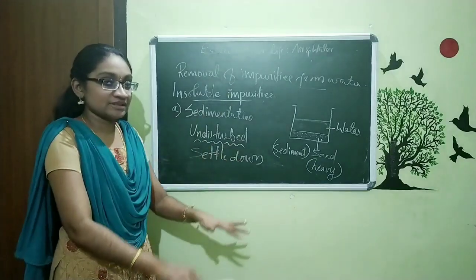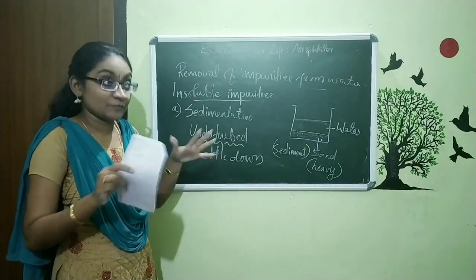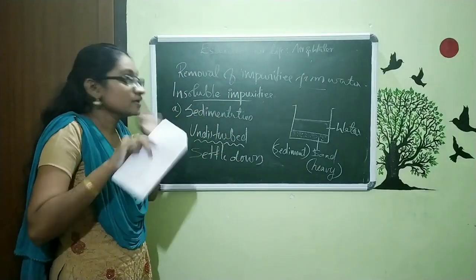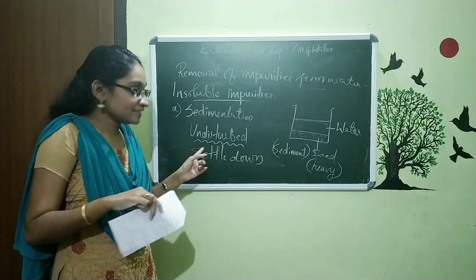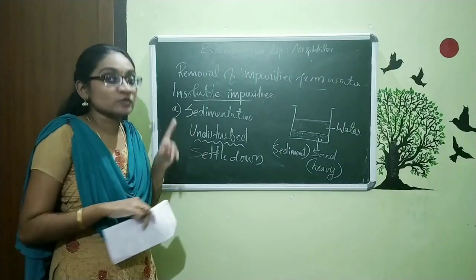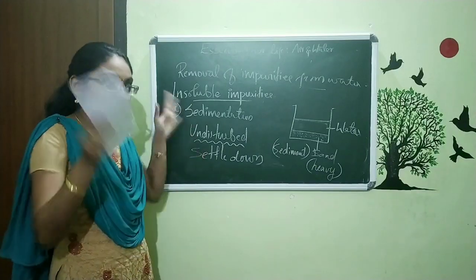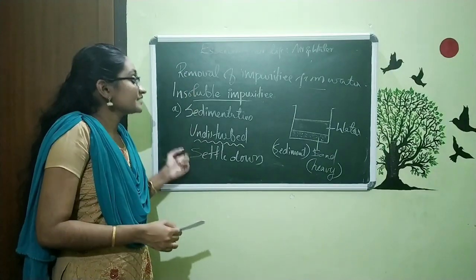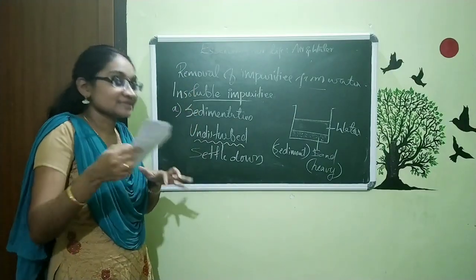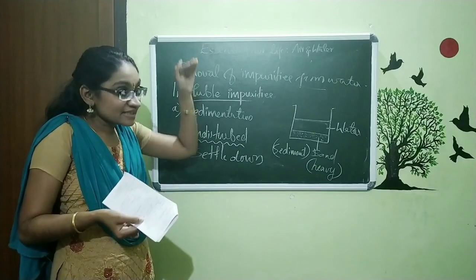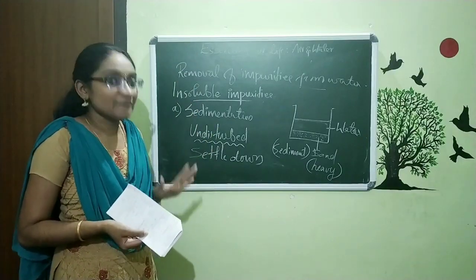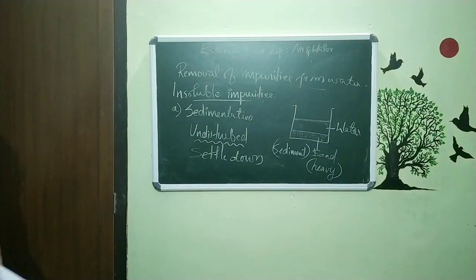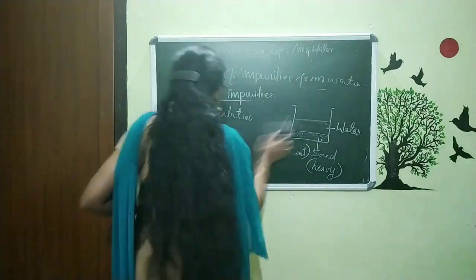What is getting deposited down? That is sediment. And the process of this settling down is called sedimentation. When we keep it undisturbed for some time, the heavy particles get deposited. This process is called sedimentation, and the settling particles are called sediment. I think it's clear for you. This is the first method, sedimentation.